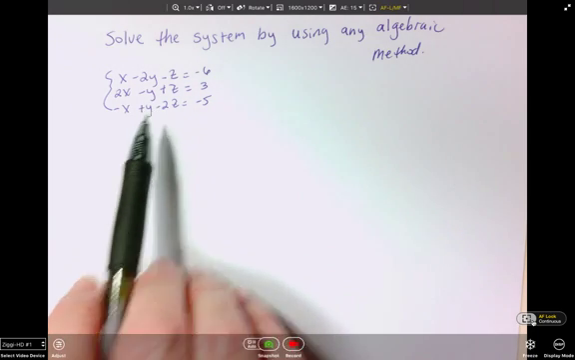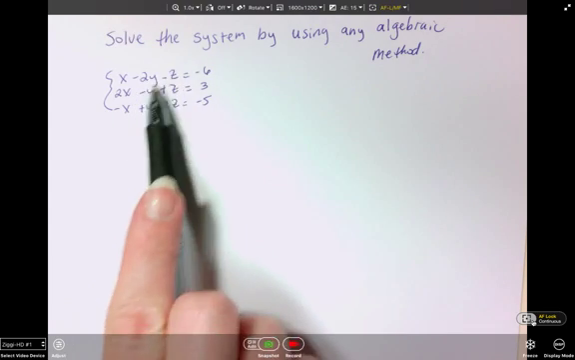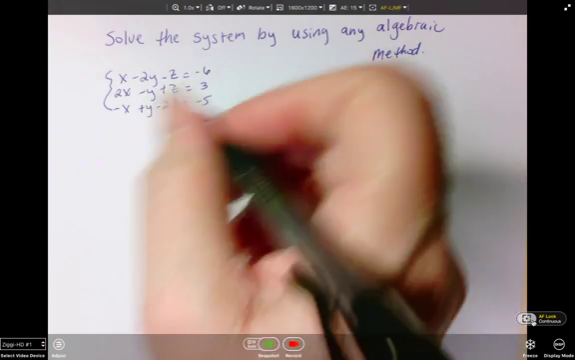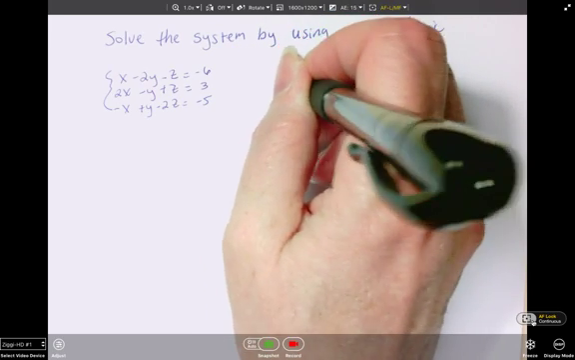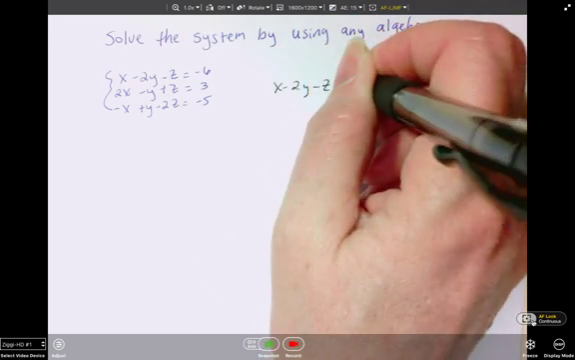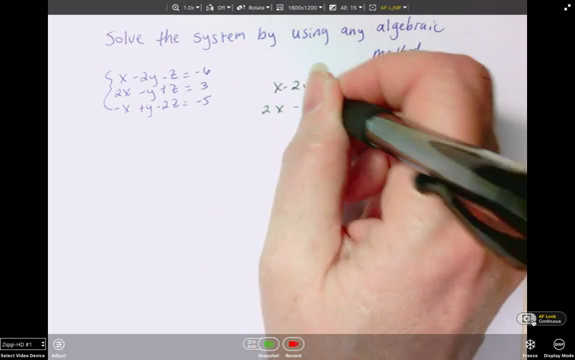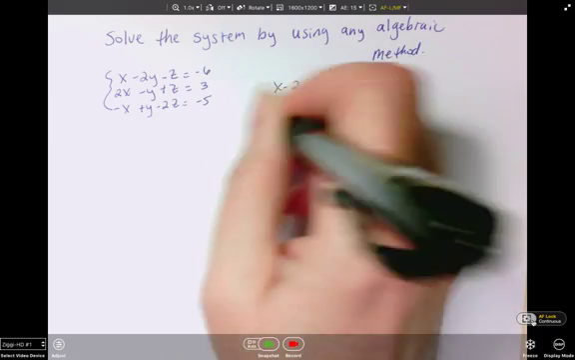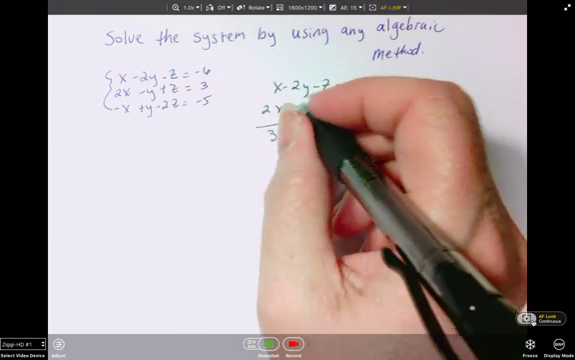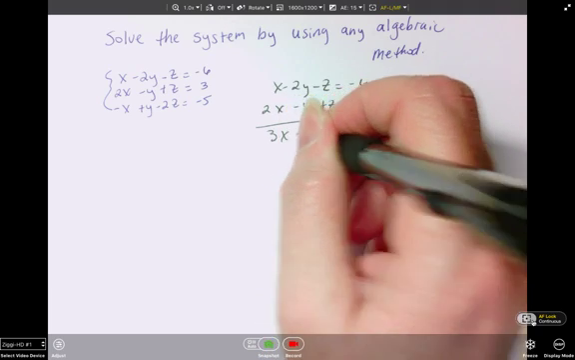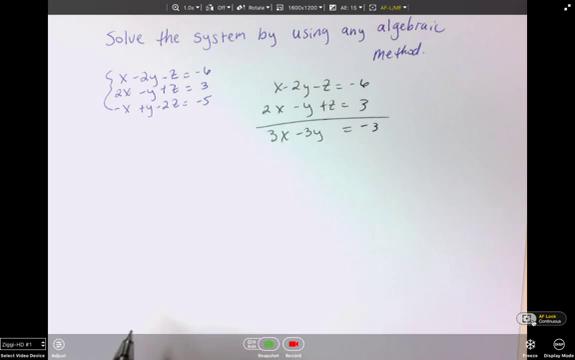So on this one, I have these two equations here. If I just add them, my z would go away. So I'm going to bring the first equation over. So I have x minus 2y minus z equals negative 6. And then I have 2x minus y plus z is equal to 3. So 2x plus x will get me 3x. Negative 2y minus y will get me negative 3y. The z's will cancel, and that leaves me with negative 3.